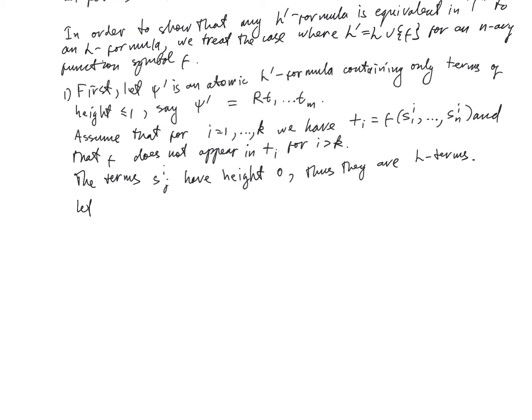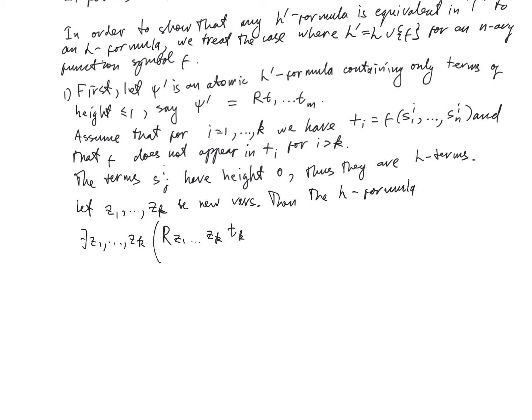Now we let z1 through zk be new variables. Then the L formula given by exists z1 through zk such that R z1 through zk, t k plus 1 through tm, and conjunction over i from 1 to k of phi f of zi, s1i through sni, is equivalent in T prime to the formula psi prime.